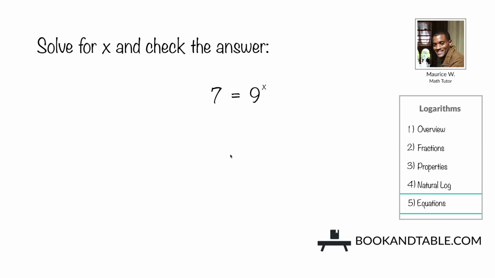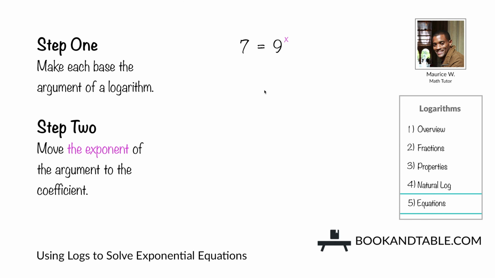You'll be asked to solve for x and to check the answer. And you're given 7 is equal to 9 raised to a power of x. So step 1, make each base the argument of a logarithm. So we'll make this 7 the argument of the log of 7. And we make this 9 raised to a power of x the argument of the log of 9 raised to a power of x. And now step 2, move the exponent x of the argument to the coefficient here. This would then give us the log of 7 is equal to x times the log of 9.